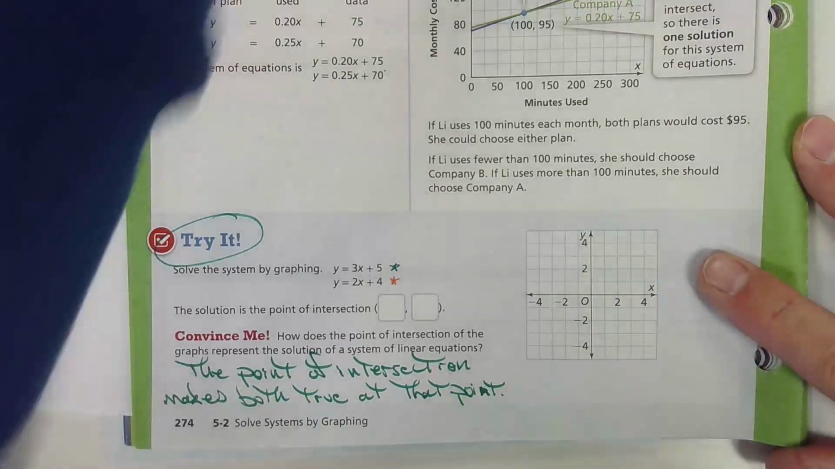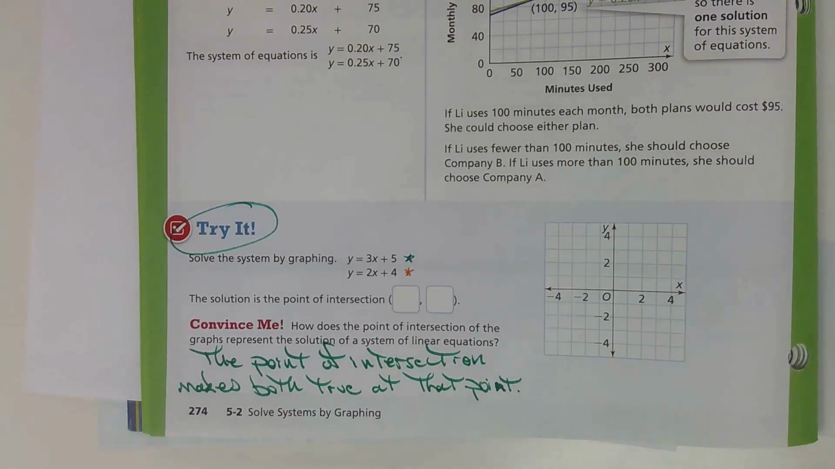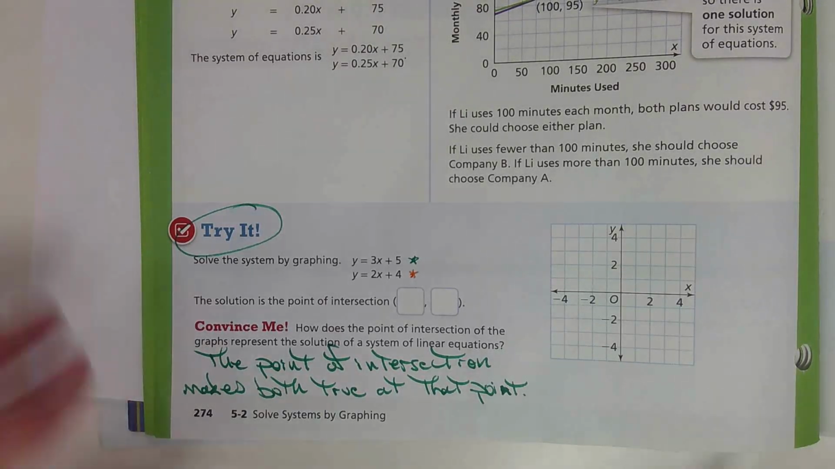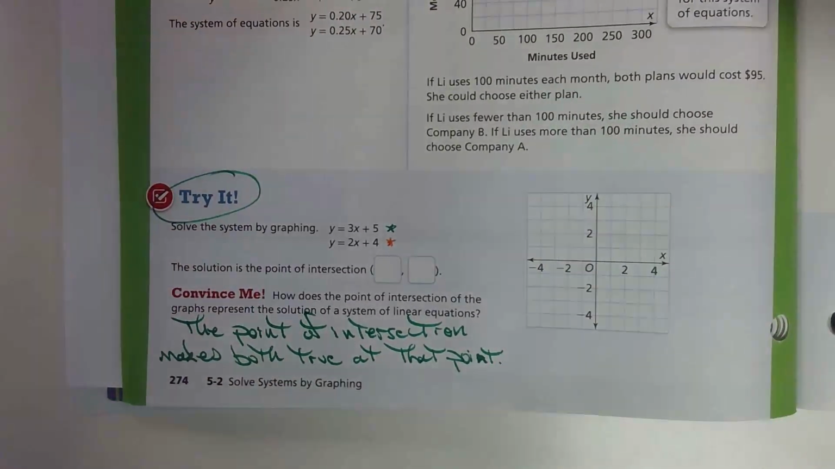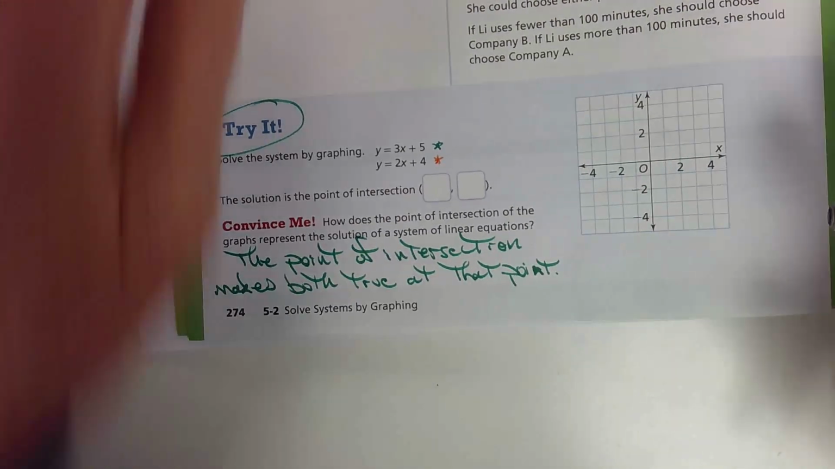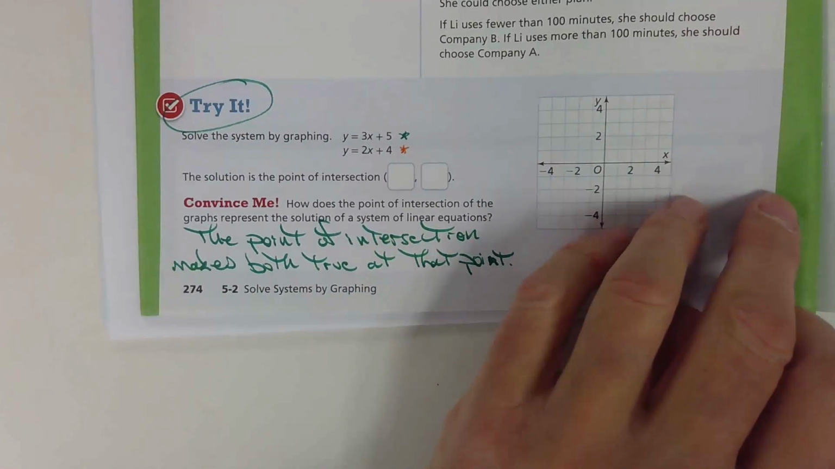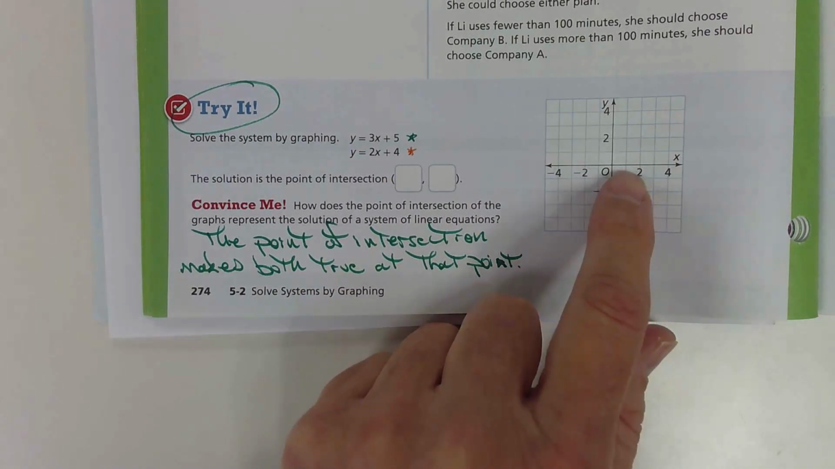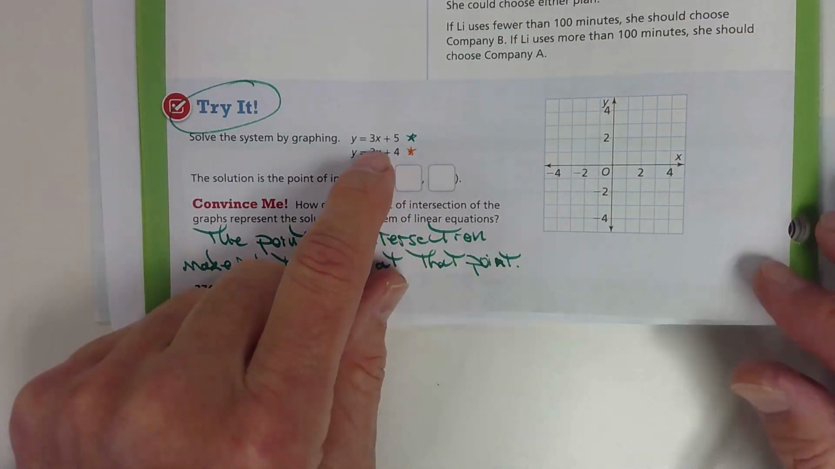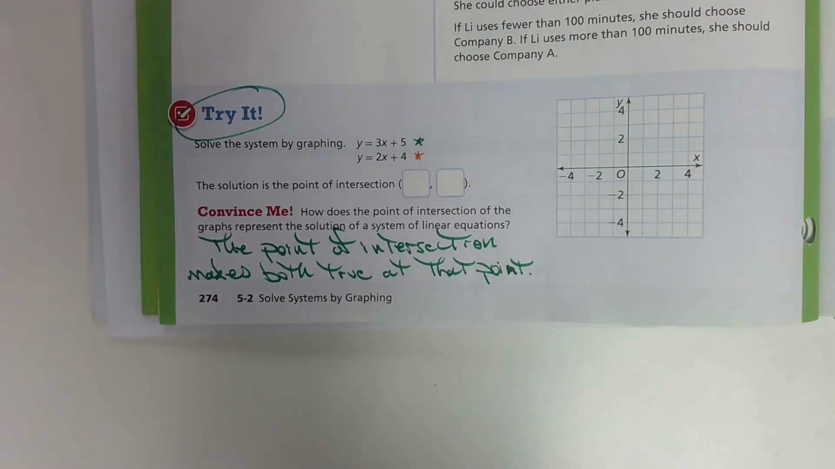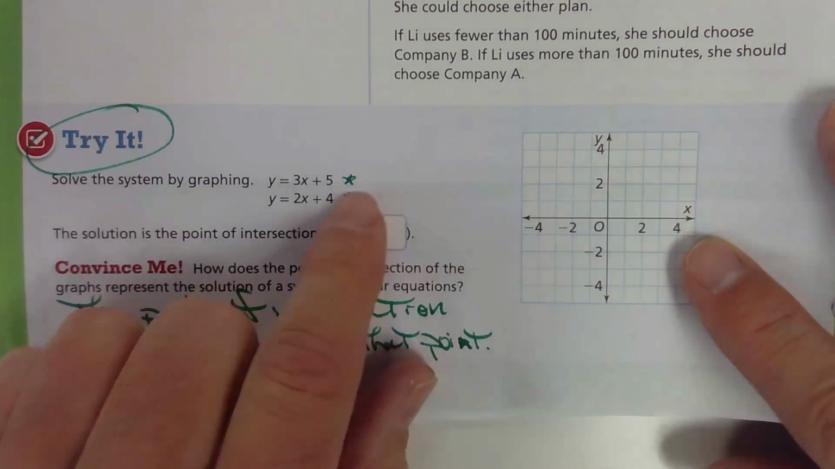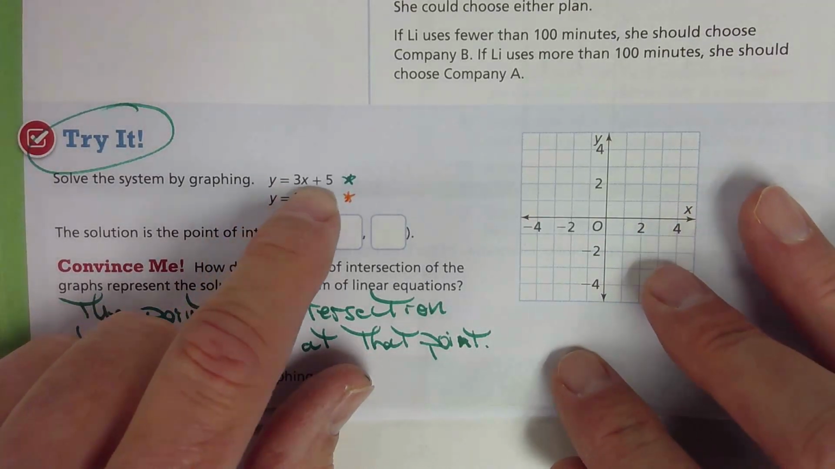So to try it down below here, it says solve the system by graphing. So let's do this one together. Sometimes you'll have a graph, and this is a good example, where the equation you're trying to graph doesn't really fit on the graph. So look at this one for a moment. Let me zoom in a little bit more, and we'll do this together. I'll use green for this first one. So y equals 3x plus 5.